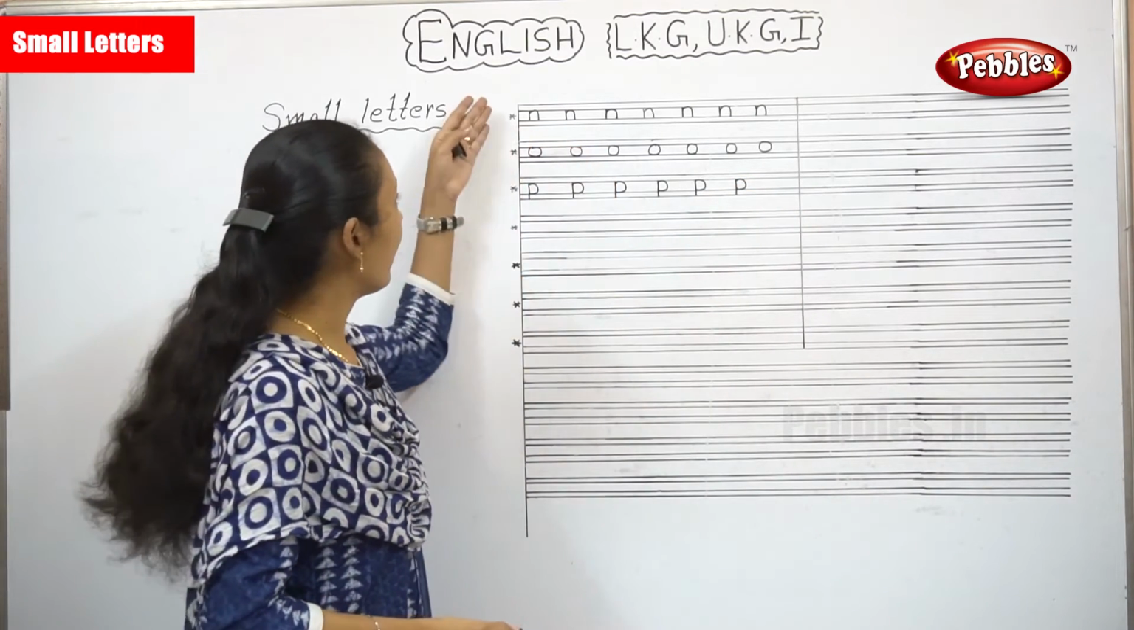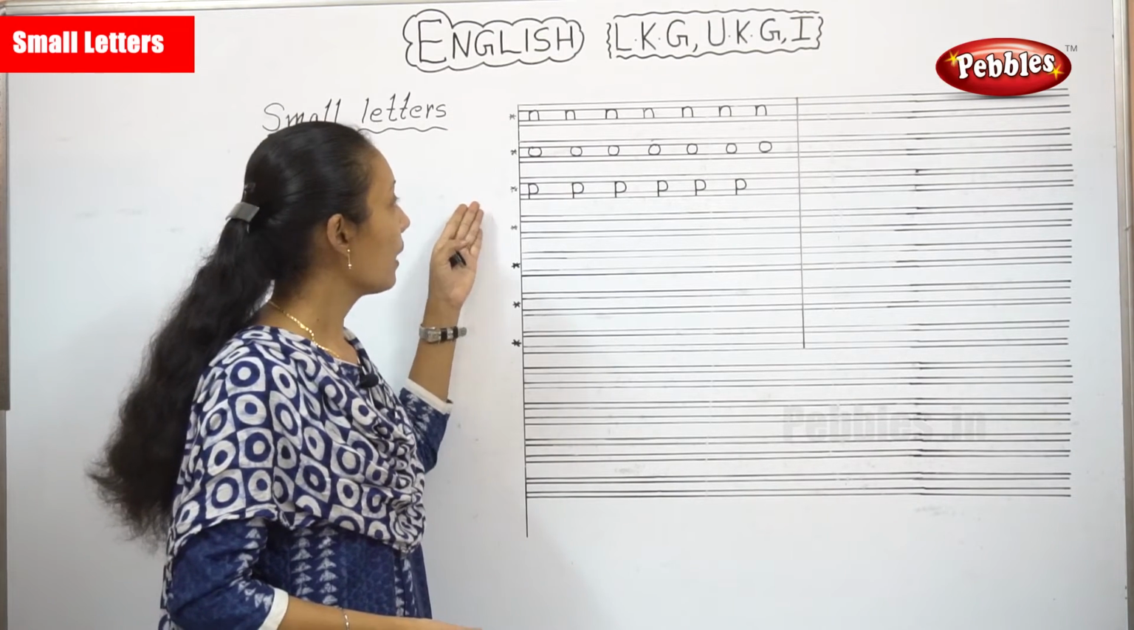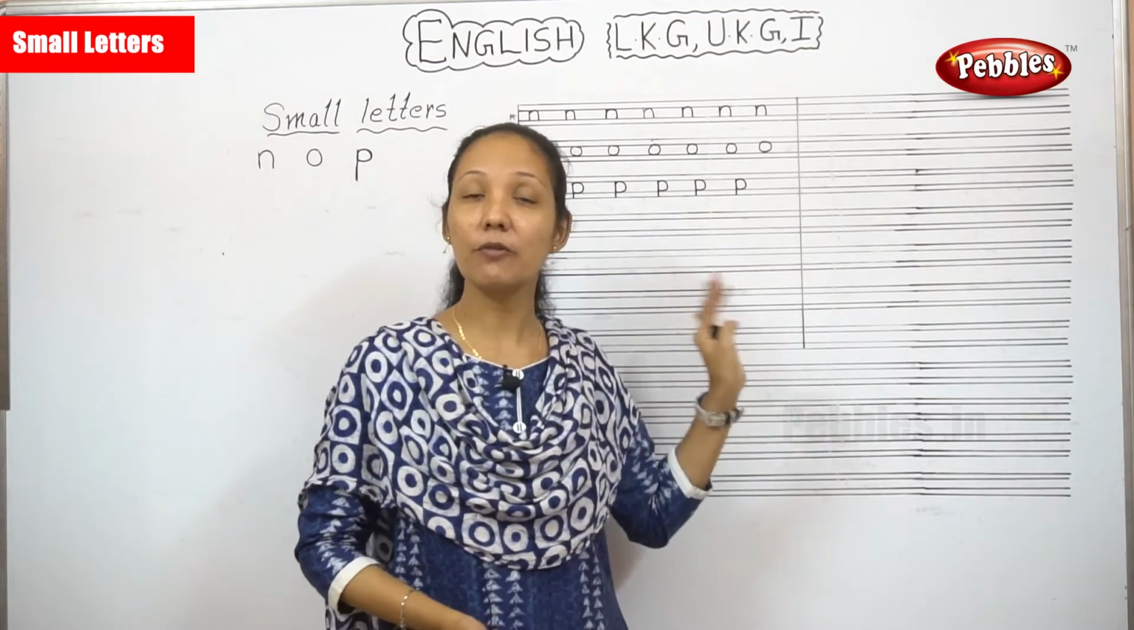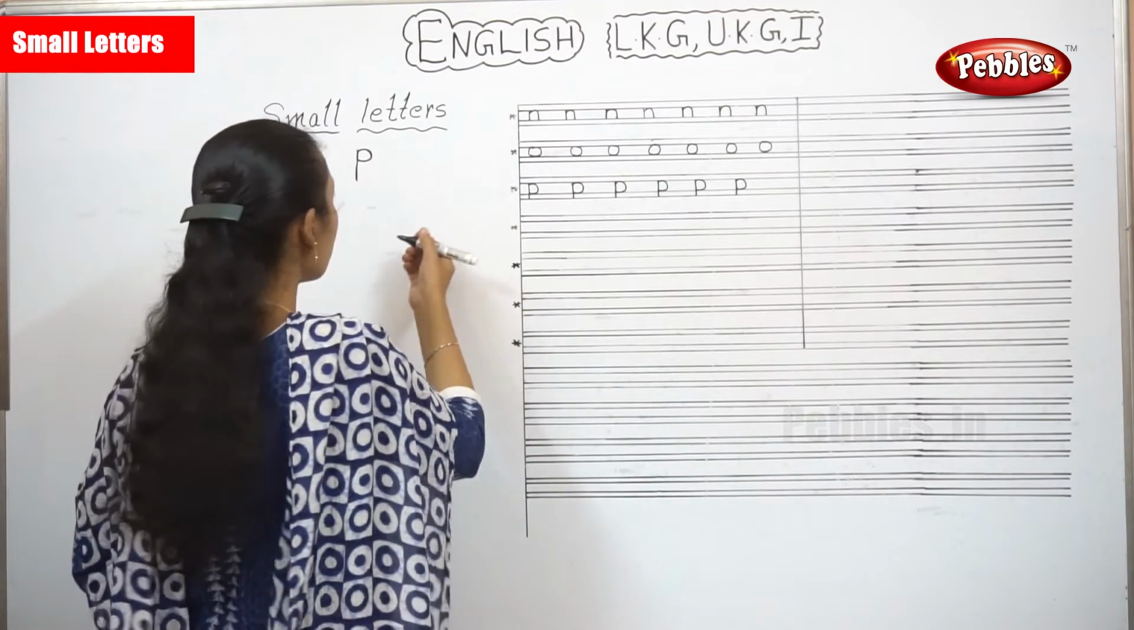Now you have finished N, O, and P. After P, what's your next alphabet? What's your next alphabet, children?